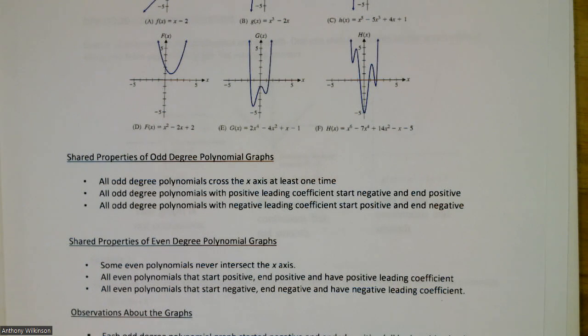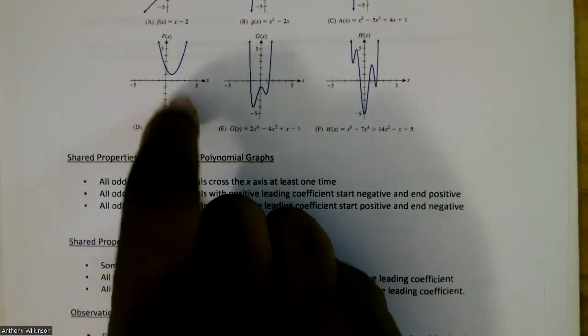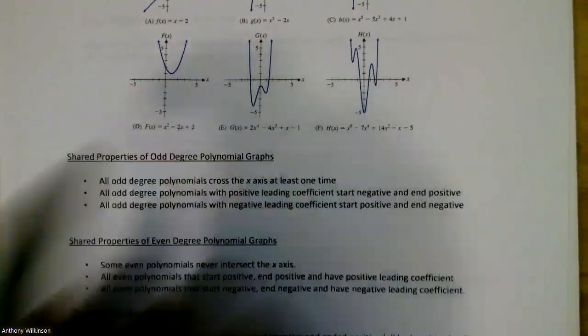And all even polynomials that start negative and end negative have negative leading coefficients. If you have a negative leading coefficient with an even polynomial function, it's going to start negative and end negative. So if we had a leading coefficient of a negative number, then for this even polynomial function, it starts negative and ends negative.